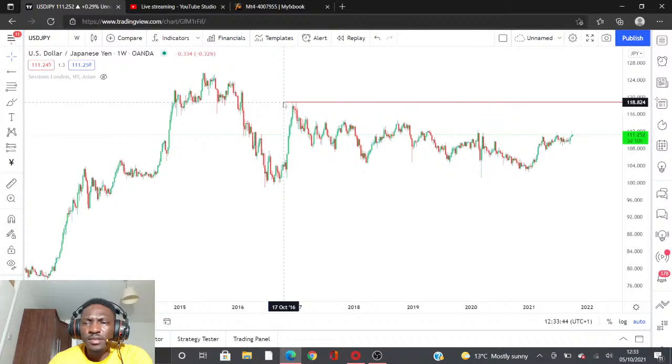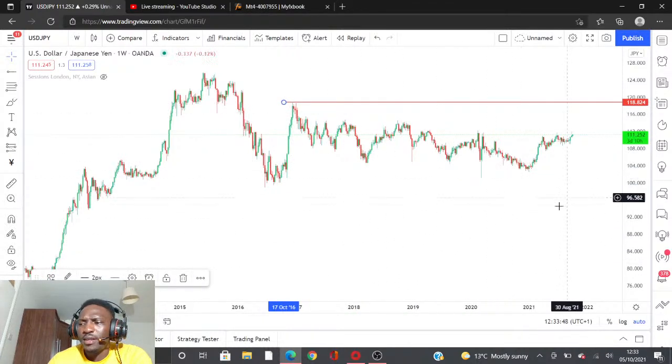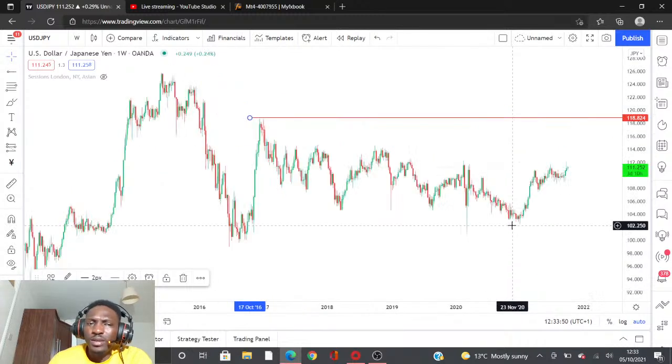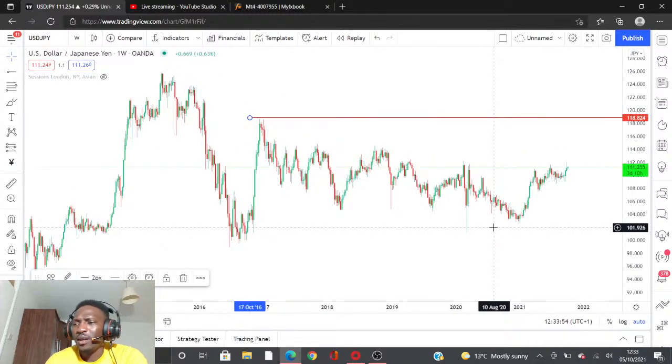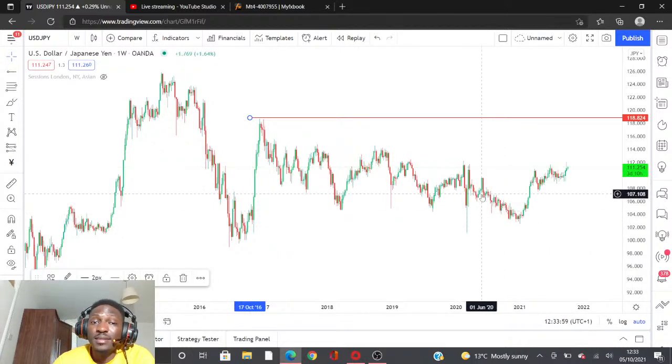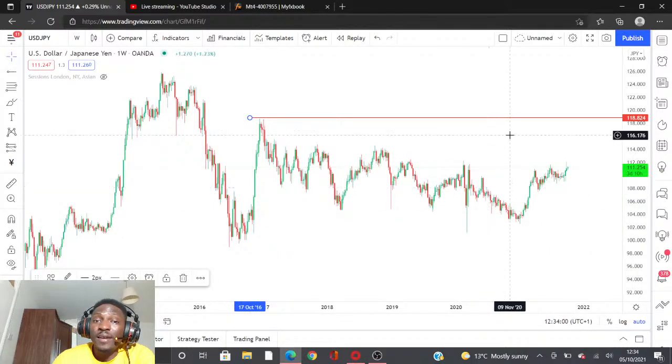Yeah, 118. So I expect dollar yen to get all the way up to that level. If you're a swing trader, this is a trade that you would take and just hold on to. It might take a while to get there, probably six months, at least six months, before we get there.